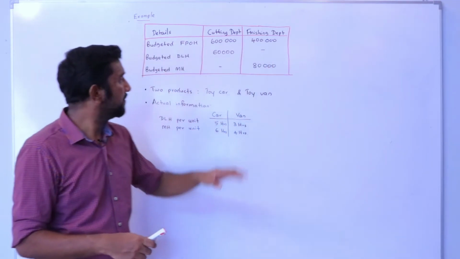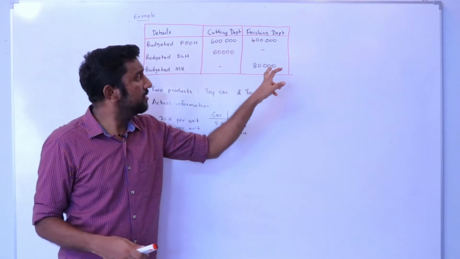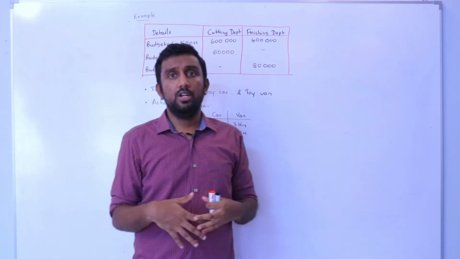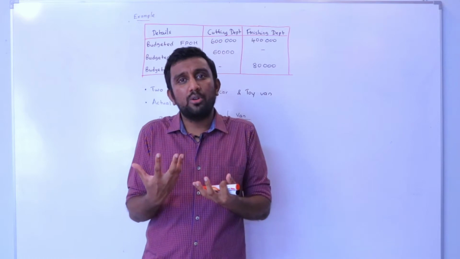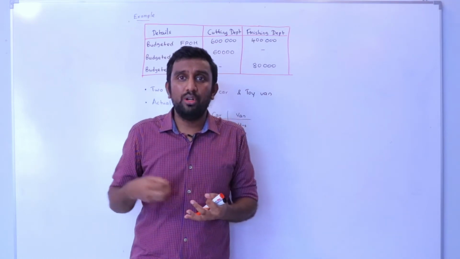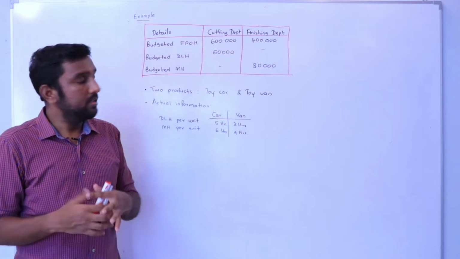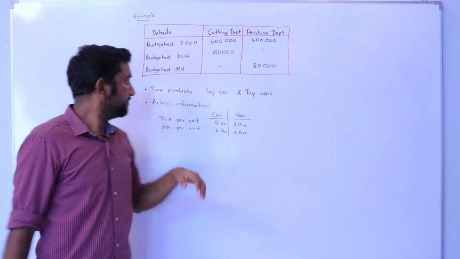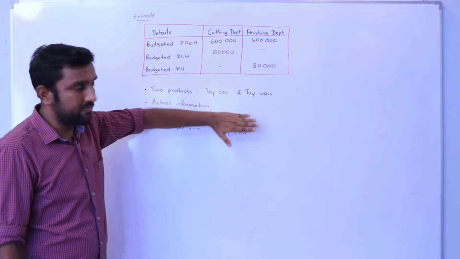Fine. Then here, there are no direct labor hours because I think the finishing department is based on machinery. All the machines are working to make the product. There are some employees who are not directly involved in the production. These are my assumptions since they didn't give this. This is how it should be. Fine. There are two products, car and toy van. So let's leave this for a while.